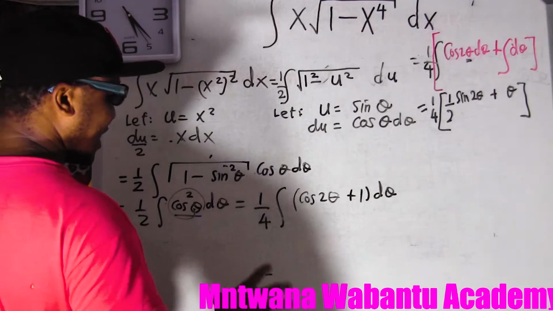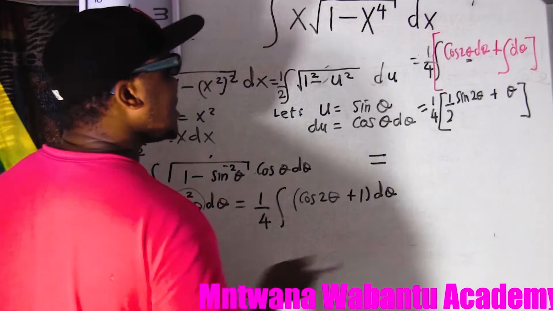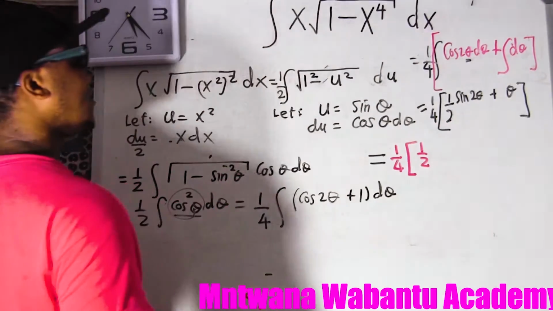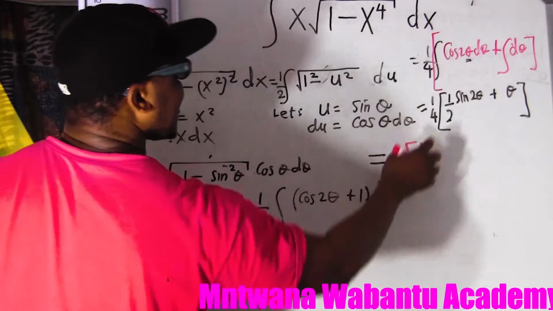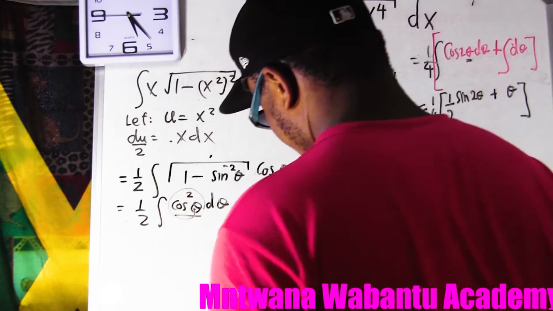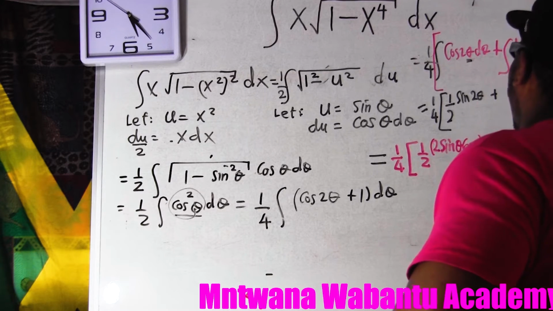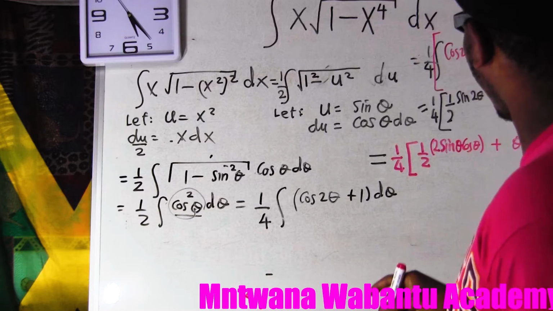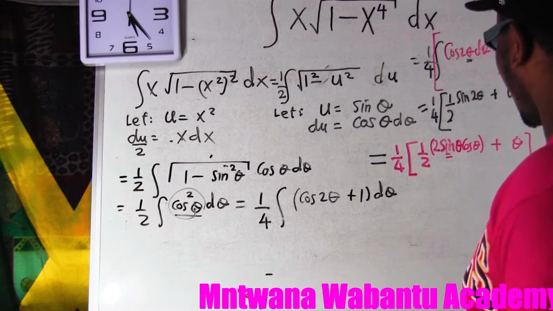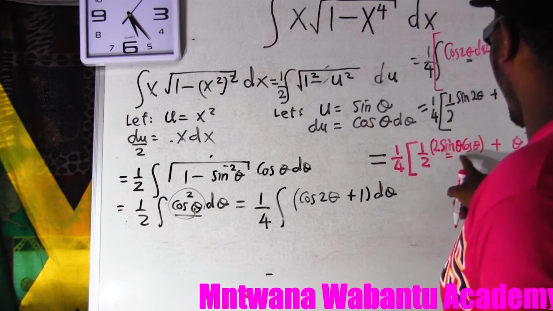Now we go. So I can simply write here, let me use another pen. This equals 1 over 4, 1 over 2 sine of 2 theta. What is sine of 2 theta? Look, sine of 2 theta from double angle is 2 sine theta cos theta, and then plus our theta. But what is sine of theta? Sine of theta we know, okay? But cos of theta we can get from here. There are a lot of ways you can get cos of theta. Sine of theta we know equals u, I can substitute, but what about cos of theta?